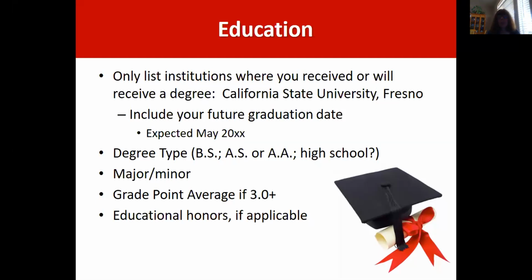If you're a freshman right now, you're most likely not going to graduate for 4 years, so you can put expected May of 2024. If you're a transfer student, probably May of 2022. You can always change that if you need an extra semester or whatever, but it's going to take a minimum of 4 years, if not more, to graduate. So let them know when you're going to finish, not when you start.